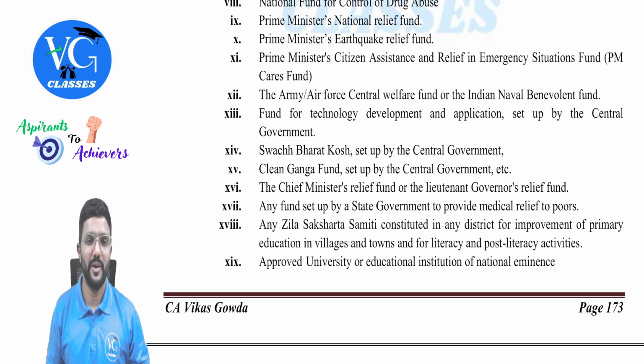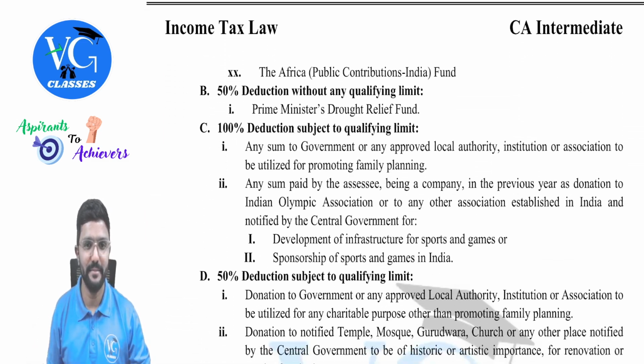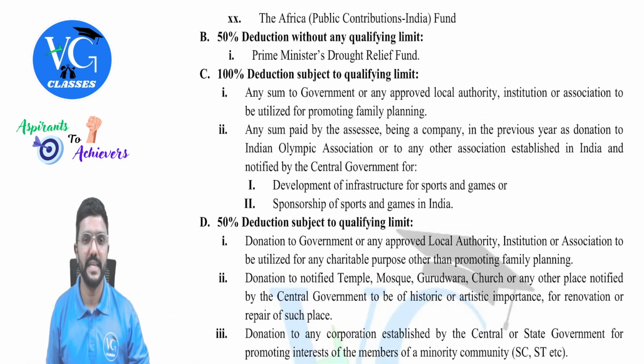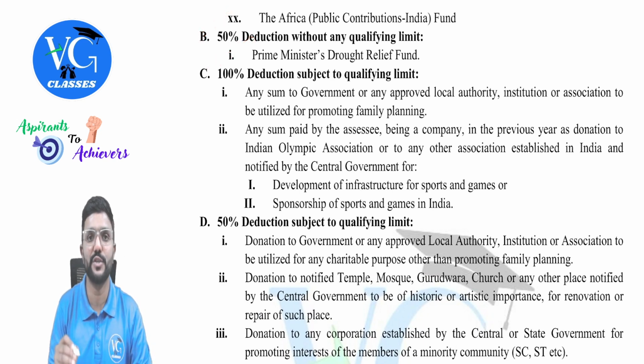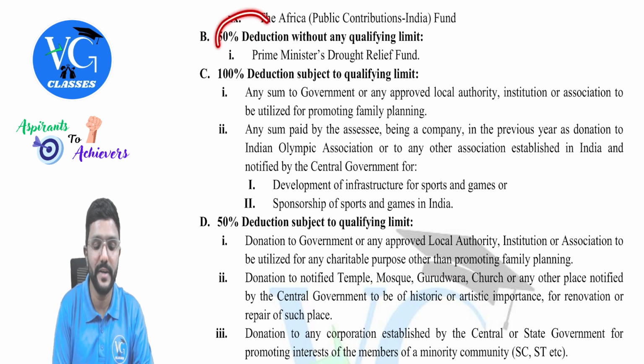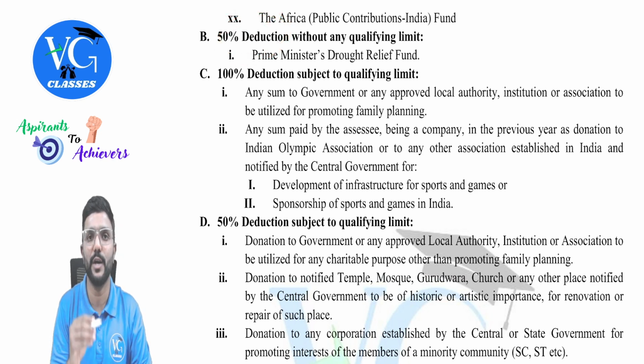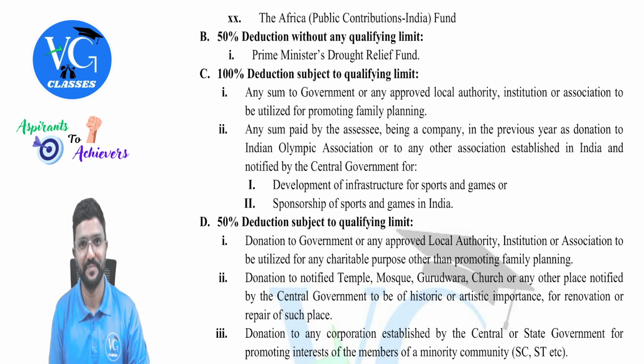I will not be reading it because it will take time. Hope you guys would have already studied this. Then coming to B category, only one thing is there, that is Prime Minister's Drought Relief Fund, for which 50% of the amount donated is allowed as deduction without any limit. That is, without any qualifying limit.